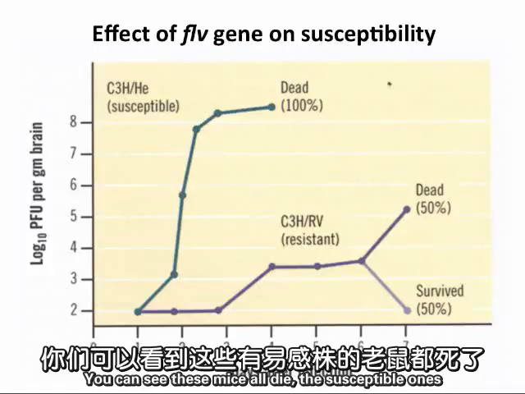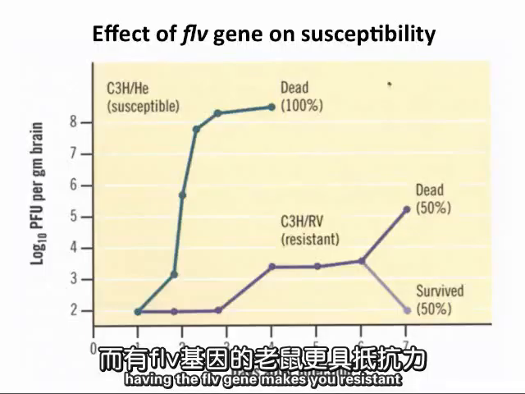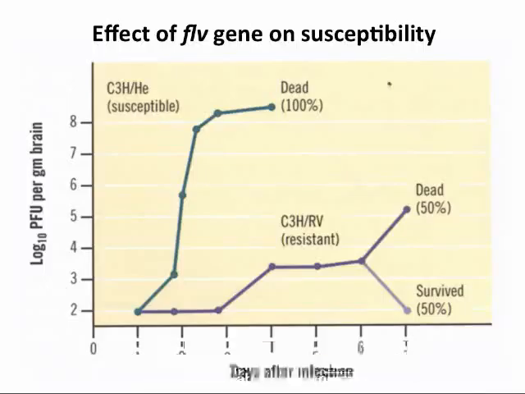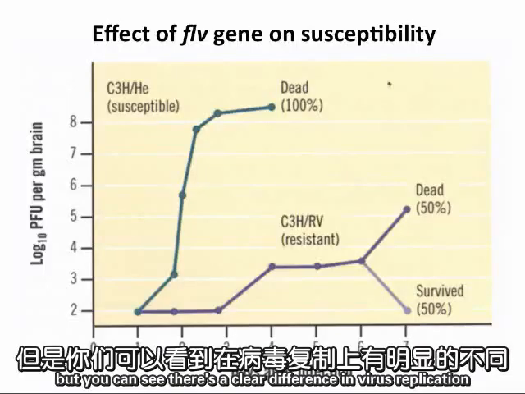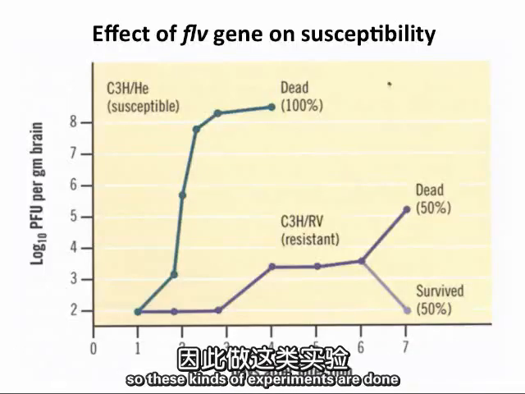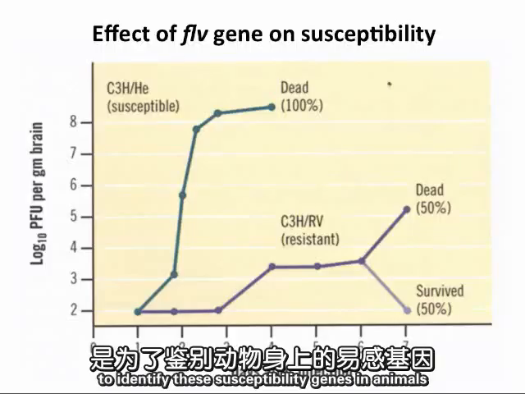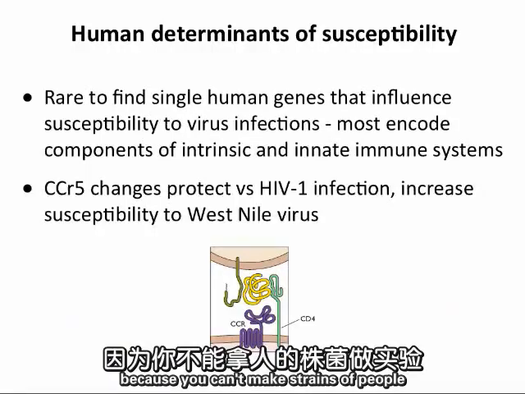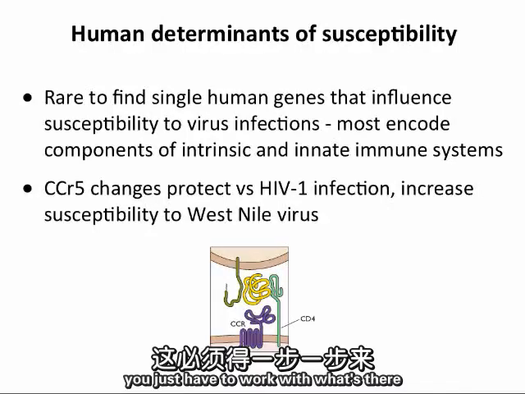You can see these mice all die, the susceptible ones. Having the FLV gene makes you resistant. You do have about 50% mortality, but you can see there's a clear difference in virus replication. So these kinds of experiments are done to identify these susceptibility genes in animals. In people, it's harder because you can't make strains of people. You just have to work with what's there.